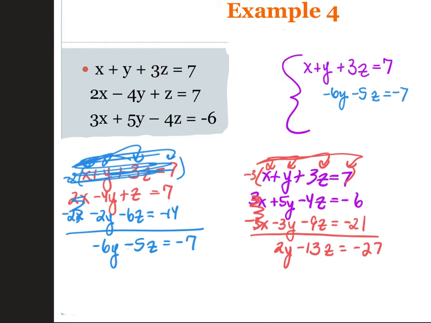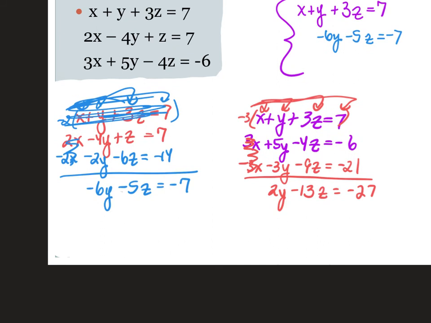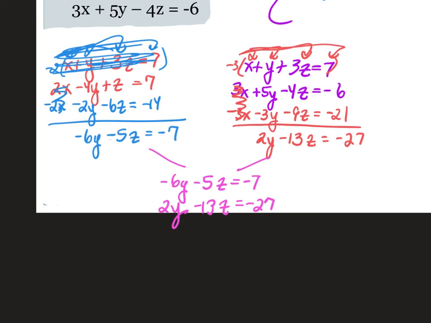What does my last equation need to say? Just z equals. Are we close to that? Yes. Combine these two right here. Negative 6y minus 5z equals negative 7, and 2y minus 13z equals negative 27. Now what? Okay, multiply the bottom one by 3. It's a good plan.